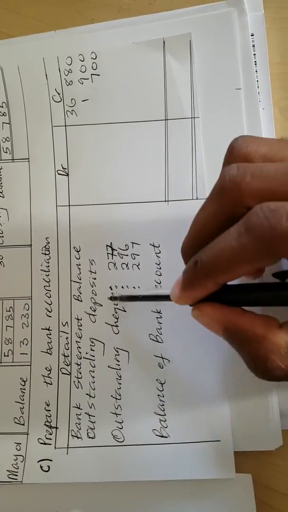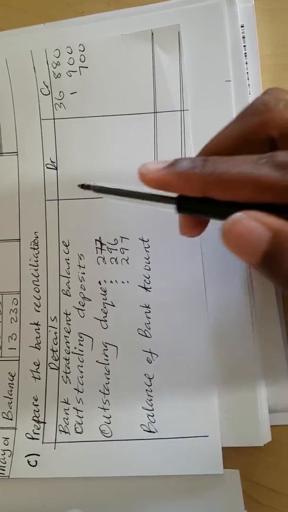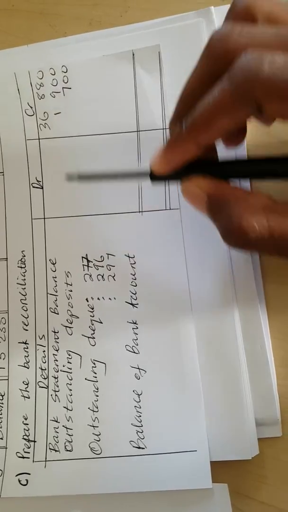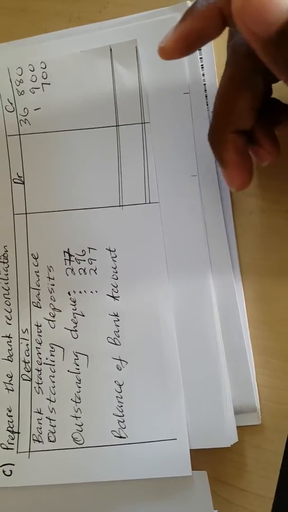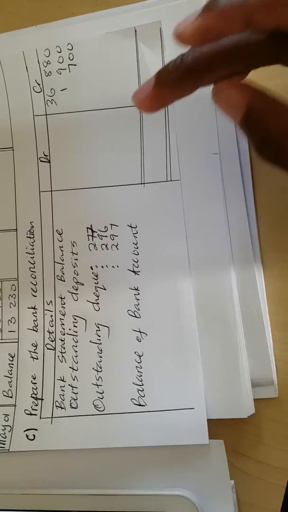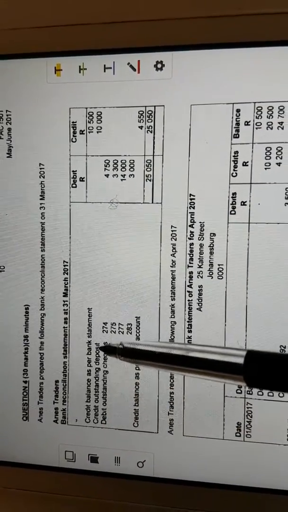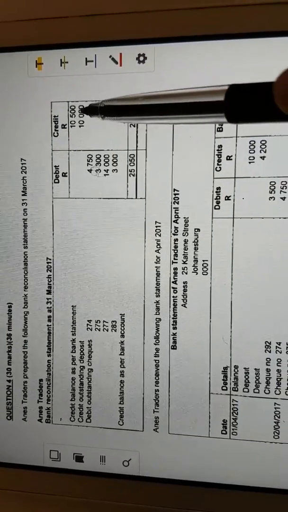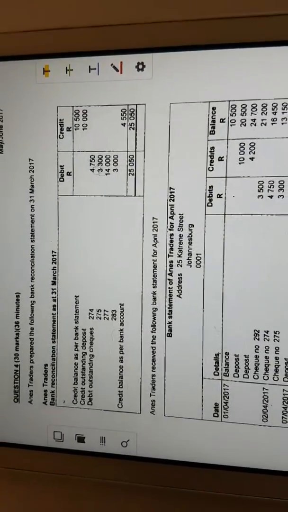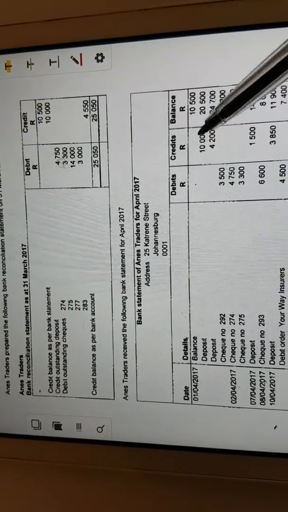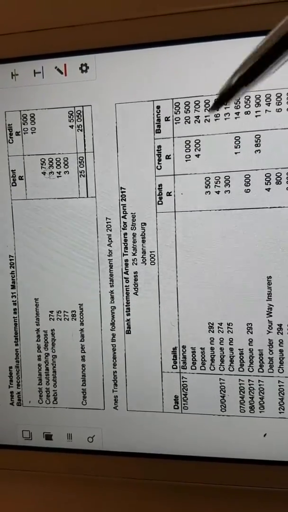Let's move to outstanding checks. Outstanding deposits should be credited, outstanding checks should be debited. Remember, we have been given the previous bank reconciliation statement here. On it, we have a credit outstanding deposit of 10,000. I didn't credit it on our bank reconciliation because it appeared on the bank statement, so it's no longer outstanding.